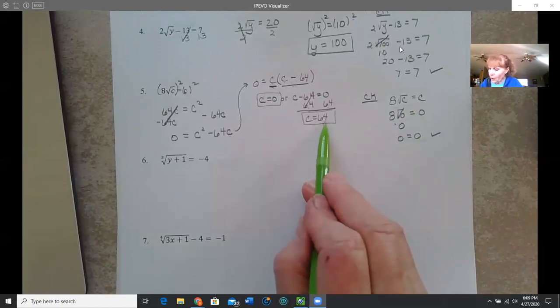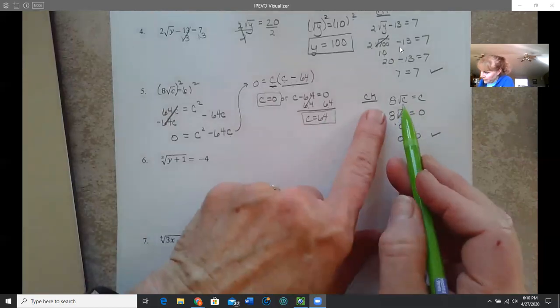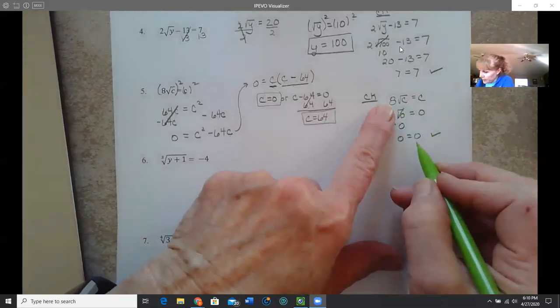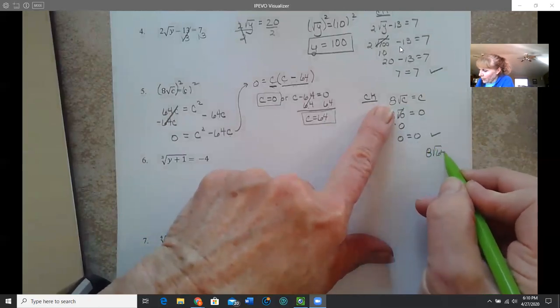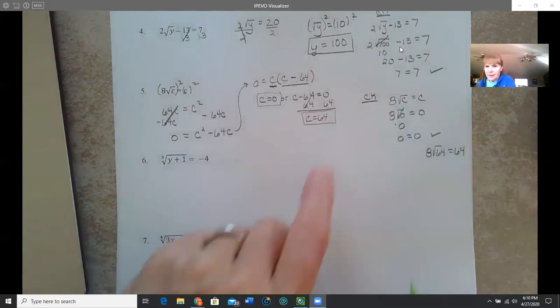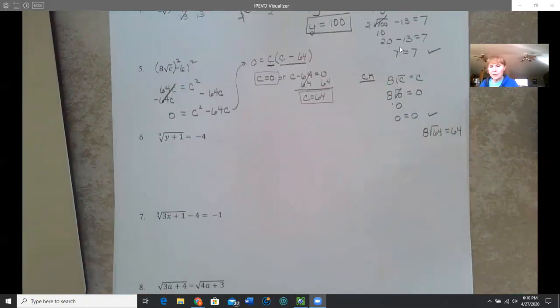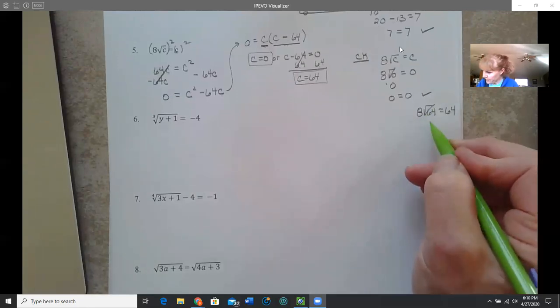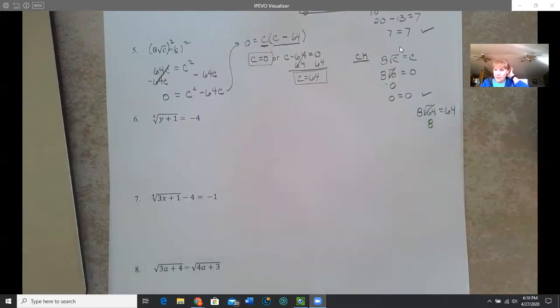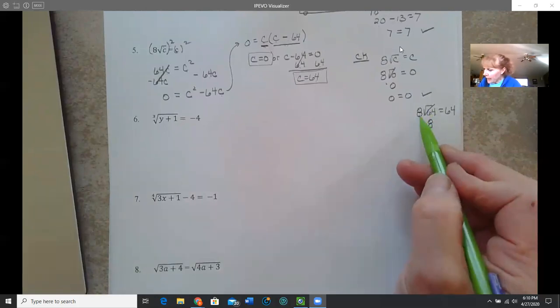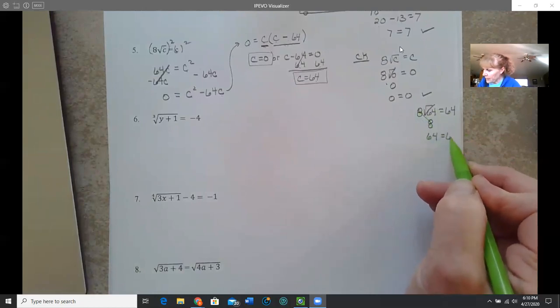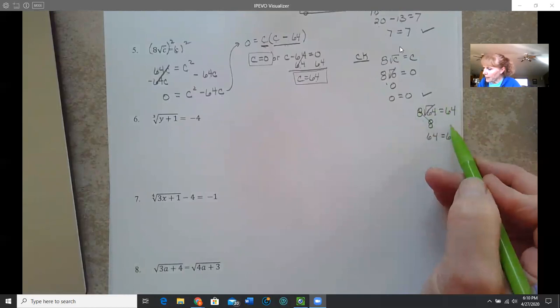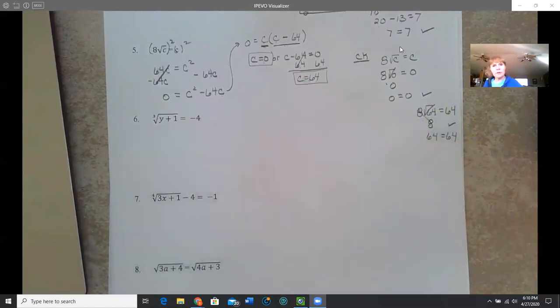What about 64? Well, if we put that in for c, I'll just go ahead and go over here. 8 times 64. Is that true? Well, you do your powers first. Even a power to a 1/2 is still a power. Then you take 8 times that. 64 equals 64. Both of them check. So both of those are solutions, 0 and 64.